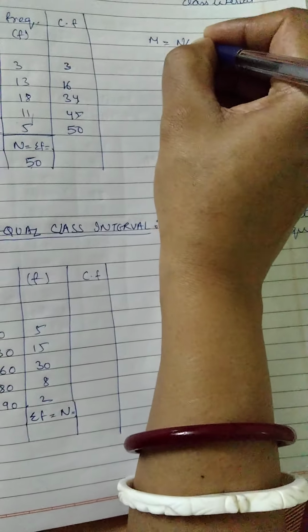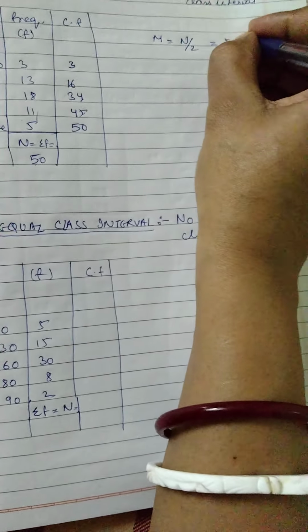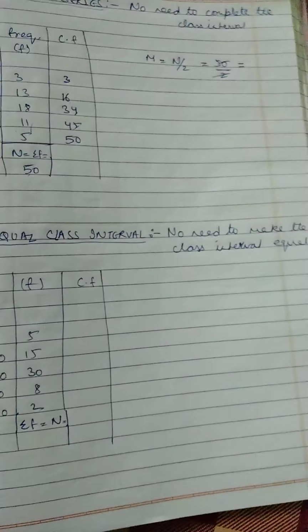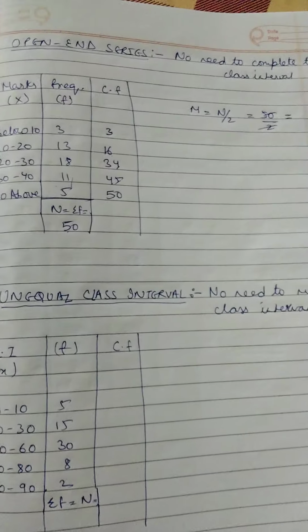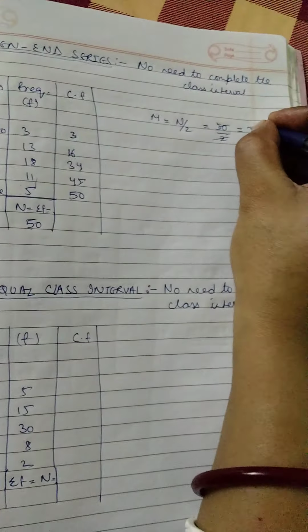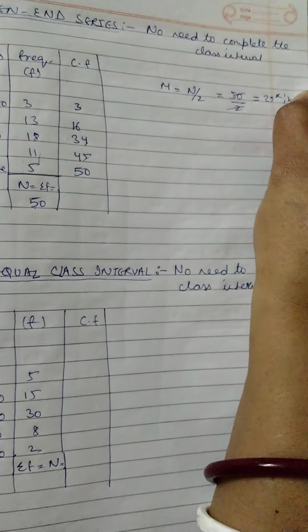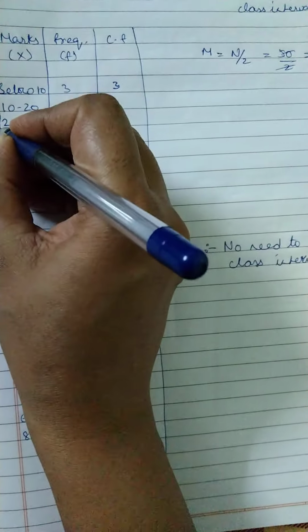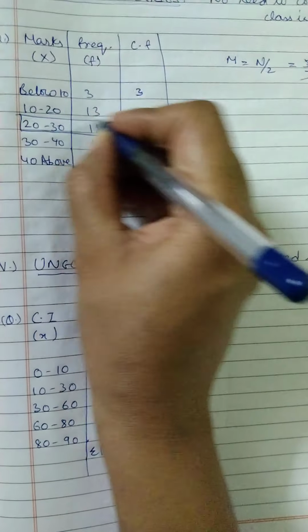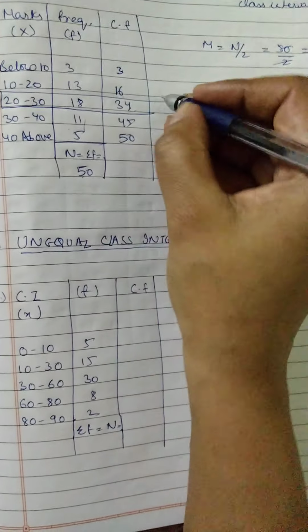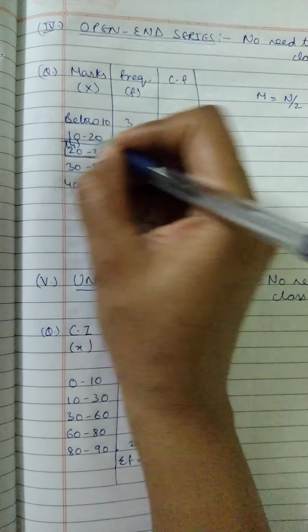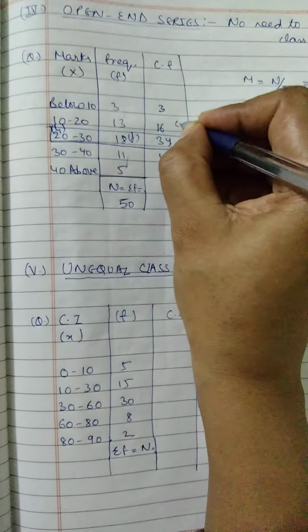Now I am calculating my median group. N is what? N is 50 by 2, so it is the 25th item. So I have got my median class. My median class will be this, because the 25th will come in this. I'm writing median class. This is my lower limit L1. This is my frequency. This is my CF.